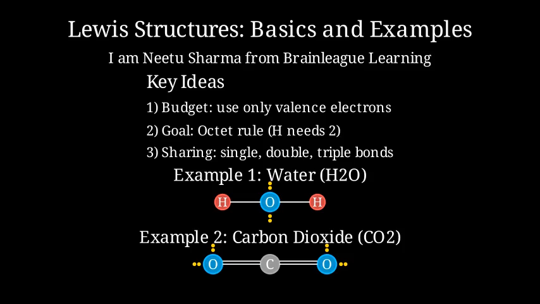Oxygen, carbon, oxygen. Carbon does not reach 8, so we form double bonds. Final structure is O double bond, C double bond, with 2 lone pairs on each oxygen.